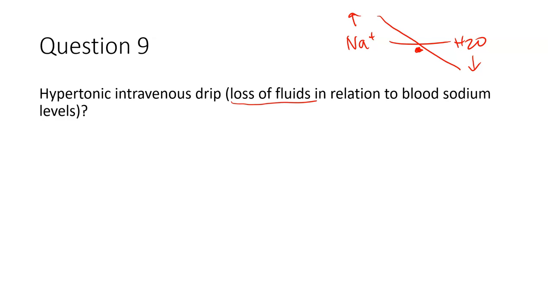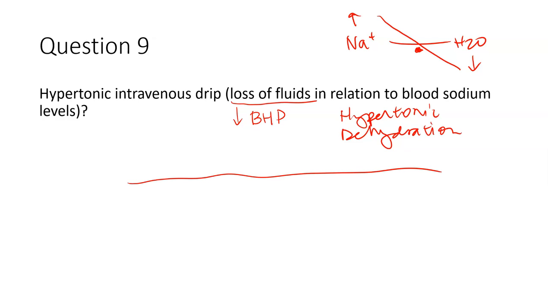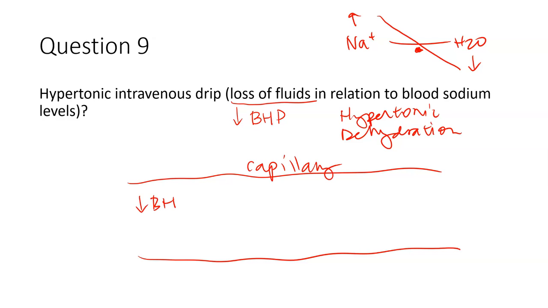So if we're losing fluids, which pressure are we losing? Blood hydrostatic pressure. And since we're dealing with a loss, we're dealing with a form of dehydration. We're going to call this one hypertonic dehydration. So let's talk about our capillary. And if we're losing blood hydrostatic pressure, but blood osmotic pressure is normal here, maybe we're not really able to filter. Maybe instead we're reabsorbing fluids from the interstitial space.